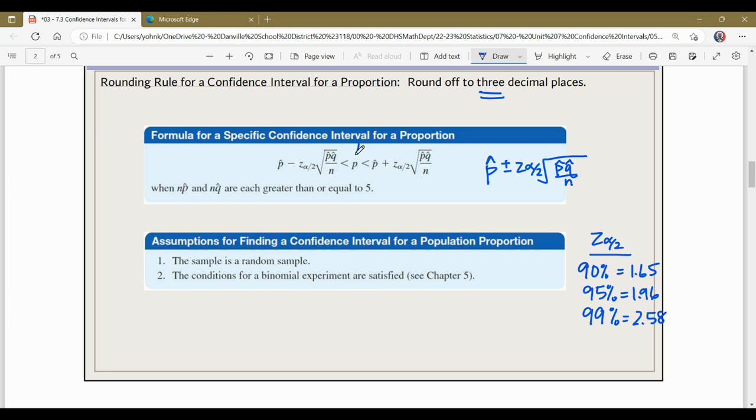Notice that the value in the middle here is not mu anymore. That's because we are doing a confidence interval for a proportion, which is p. It does tell us that our n times p hat and our n times q hat should be greater than or equal to 5. So this should be greater than or equal to 5. This should be greater than or equal to 5.